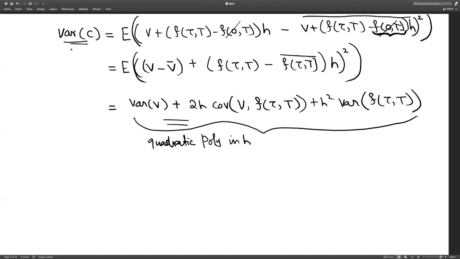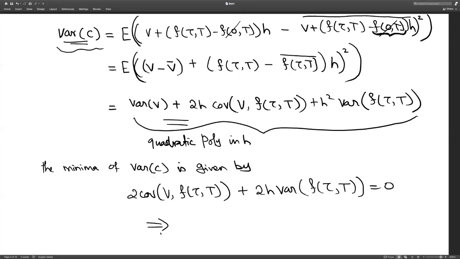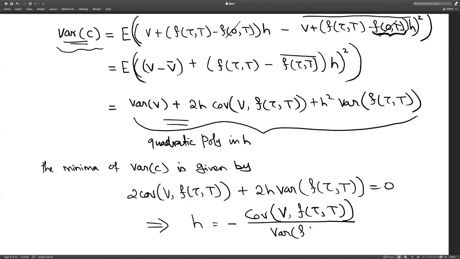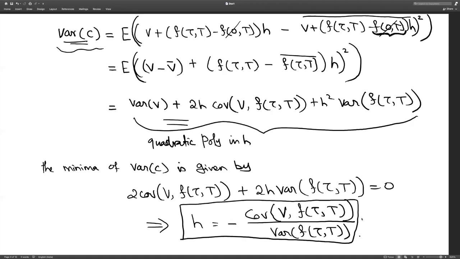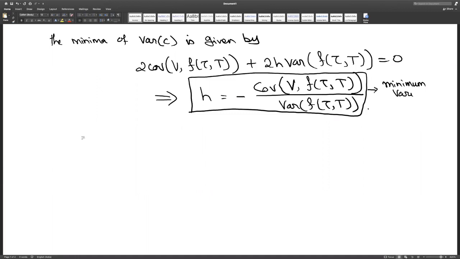Now we want to find that H which minimizes the variance. It means the H which minimizes this polynomial, and that can be obtained by differentiating this quadratic polynomial and putting it to 0. That gives us H as minus the covariance of V comma f of tau comma capital T divided by the variance of f of tau comma capital T. And this is called the minimum variance hedging. Remember, H is the position and this is called the minimum variance hedge. What is the corresponding minimum value of the variance of C?